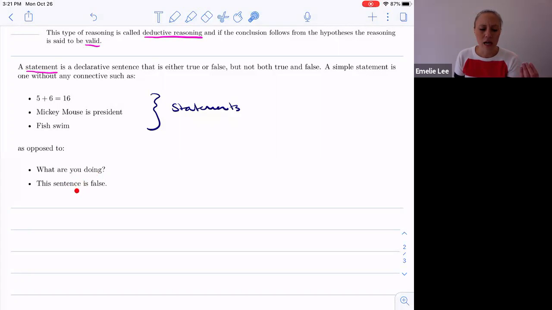Something that's harder, at least for me, to pinpoint is if I say, this sentence is false. I don't know if that's true or false, right? So it can't be classified as true or false. And sometimes they're a little bit sneaky, right? Are they statements? Are they not statements?